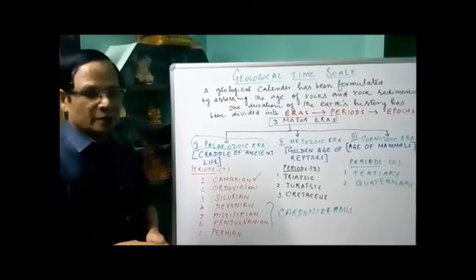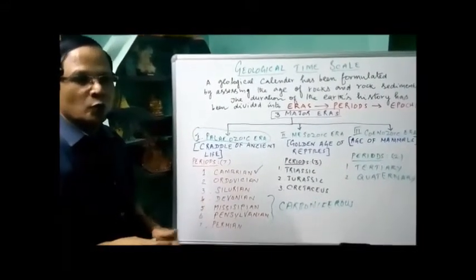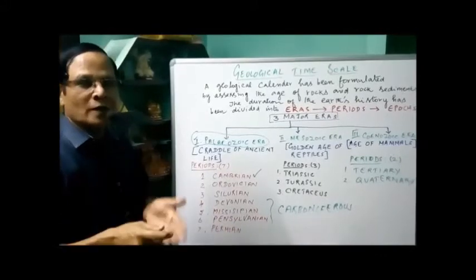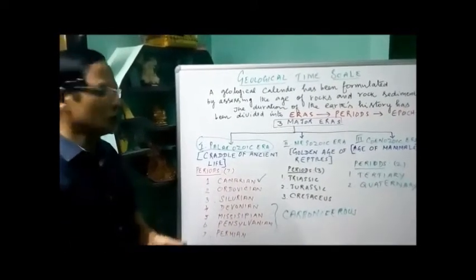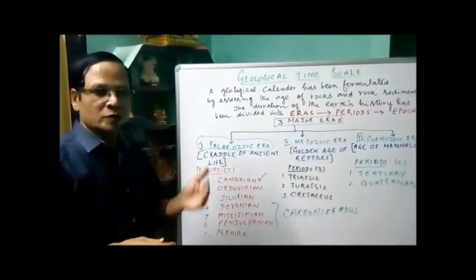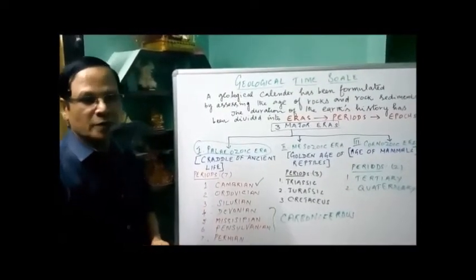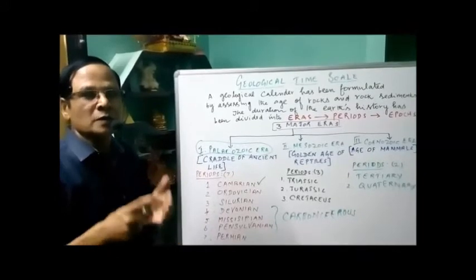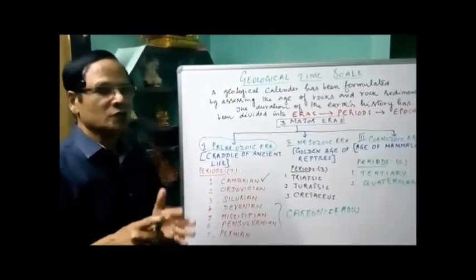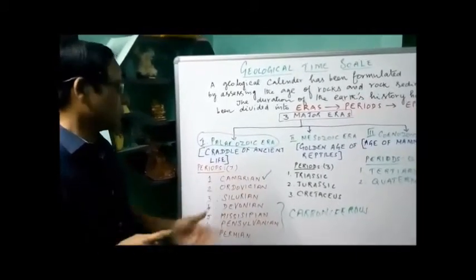Then the Permian period, the last one, which was marked by mass extinction of animals. Two thirds of the animals that existed then disappeared during that period. The Permian period was known for the mass extinction of animals. We'll discuss these one by one later.